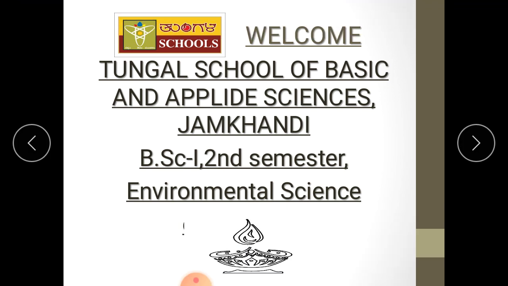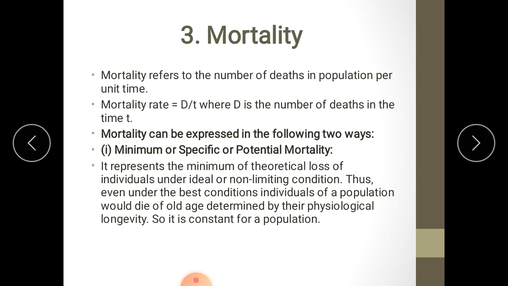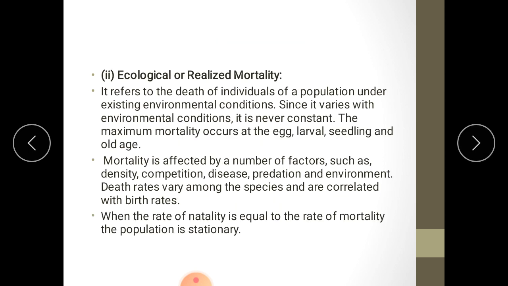So, in the last class, we were discussing some aspects of population and community ecology. Yesterday we discussed two things: one is natality, and another aspect is population density. Today we are going to study two more aspects, mortality and population growth.